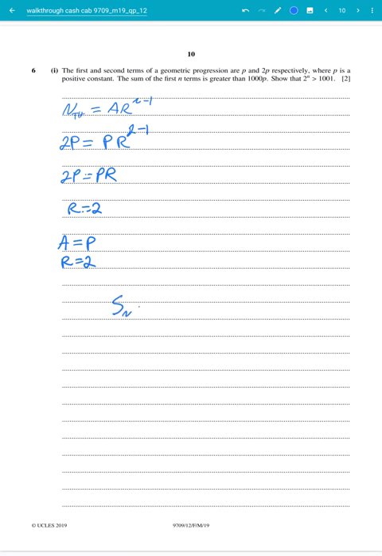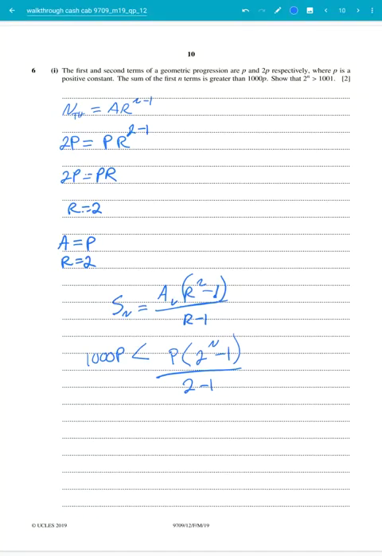So the sum of n terms, R is 2. So we have to be careful which formula we use. We're not going to use the one that's in the formula sheet because that's R less than 1. So we have to flip it. So it's a times r to the n minus 1 over r minus 1. So the sum of the first n terms is greater than 1000p. So A is P, 2 to the n minus 1 over 2 minus 1.